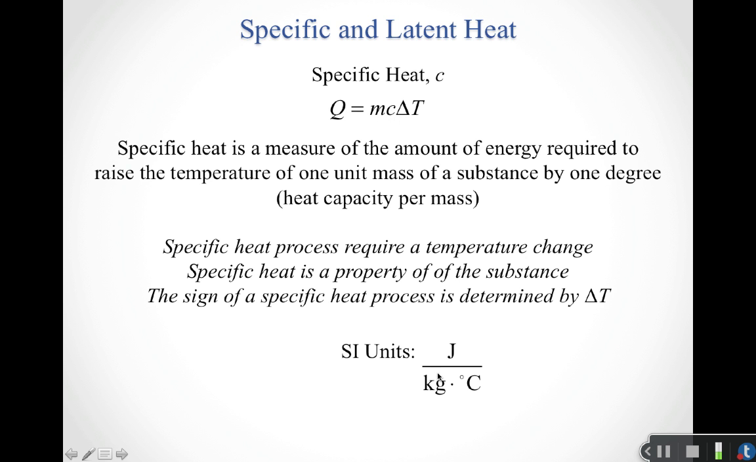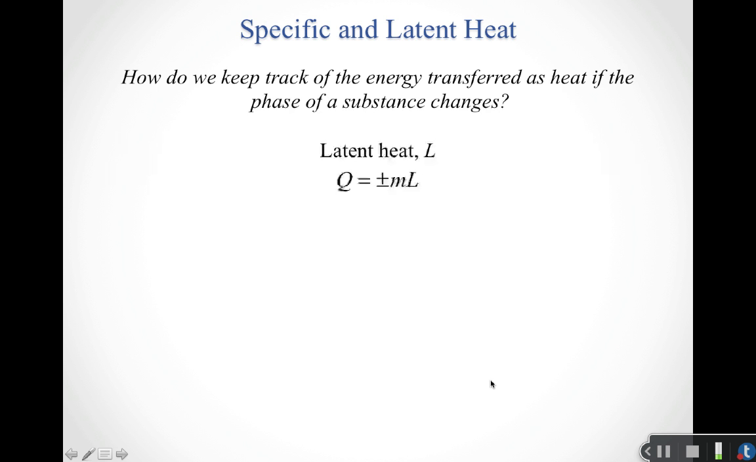Units. Well, the units of specific heat: since we want to end up with an energy in joules, and we're multiplying the specific heat by a mass, so per kilogram, times a temperature, per degree Celsius, the SI units of specific heat are just joules per kilogram degrees Celsius. So that's dealing with specific heat processes where there is a temperature change. With a latent heat process, there isn't a change in temperature, but as you keep adding or subtracting energy, there is now a substance change.